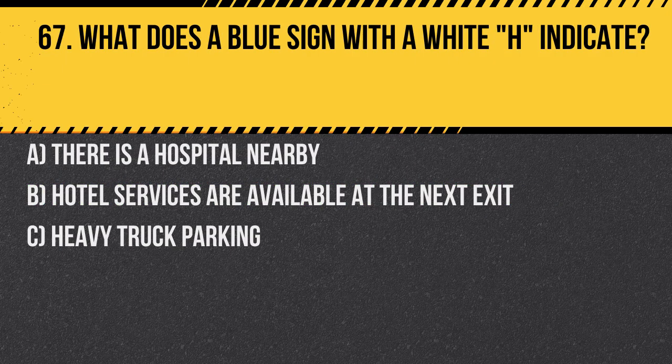Question 67. What does a blue sign with a white A indicate? A. There is a hospital nearby. B. Hotel services are available at the next exit. C. Heavy truck parking. Answer: A. There is a hospital nearby. This sign is used to direct drivers to hospital facilities, which is crucial in emergencies.